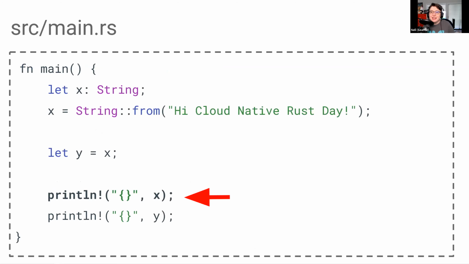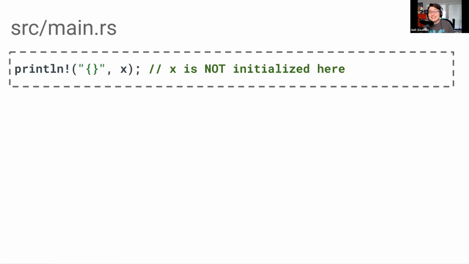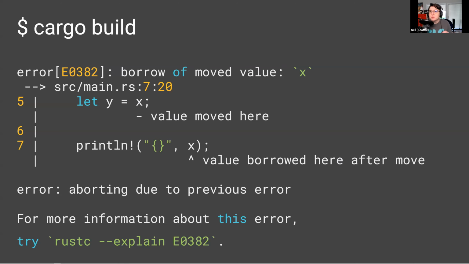This means when we get to here, when we try to print x, x is not initialized at this line, so we cannot print it. And that's what generates this particular error. We're attempting to use the value of a variable after that value has been moved.